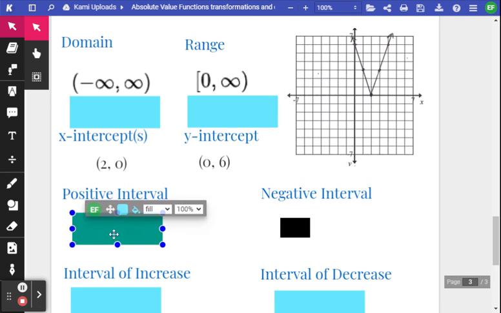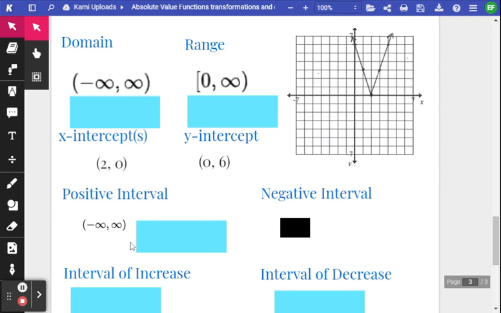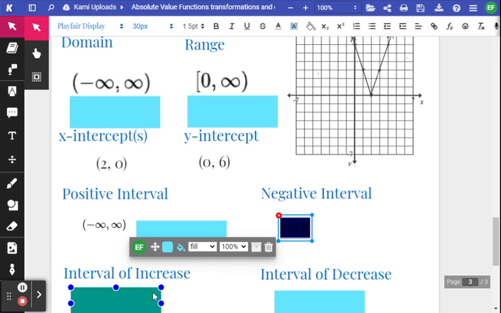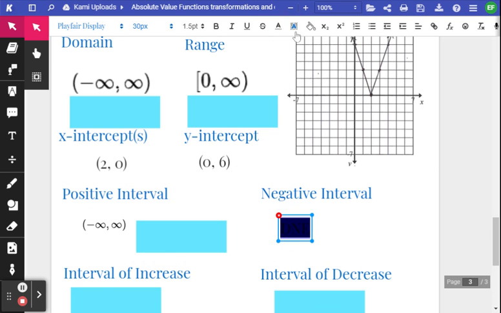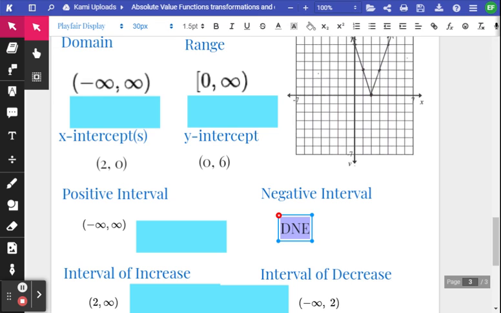0, 6. Our positive interval is, again, this entire function is positive. So negative infinity to positive infinity. Our negative interval then would simply just not exist because there is nothing in that negative region. Our interval of increase is 2 to infinity, that right side of the graph. And interval of decrease would be negative infinity to 2, the left side of the graph.